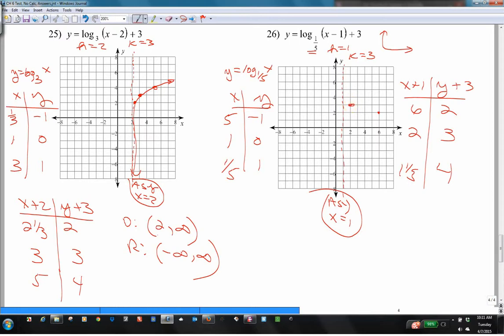So this one is going to come down from the top, swing out. Like that. And I guess we're ready for the domain and range. The domain is going to be all x values greater than the asymptote. So it's going to be from 1 to infinity. And the range is going to be all reals. And that is every problem, I believe.